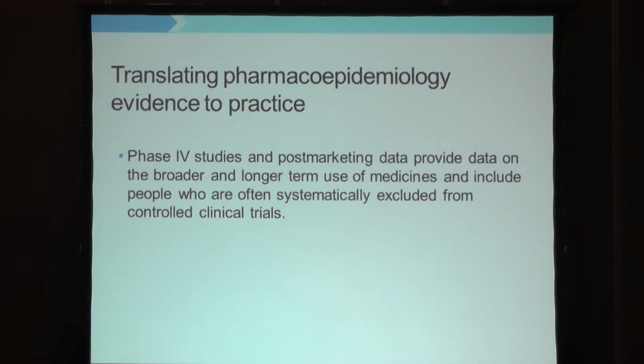And this post-marketing research data provide data on broader, but also longer-term use. And I think we're very familiar with the fact that over the life cycle of a drug, our knowledge and understanding of both its safety and effectiveness changes. And we can look and include people who are often systematically excluded from controlled clinical trials. So our pharmacoepi information and evidence can help inform practice, and practice informs the methods we use to gather this information and the right methods that we might need to use.